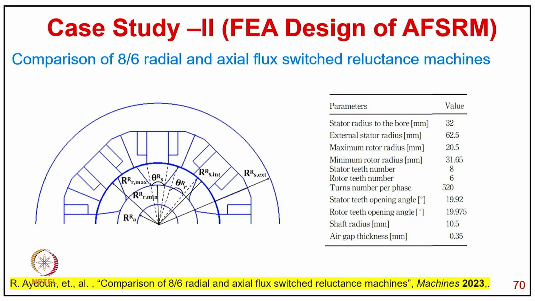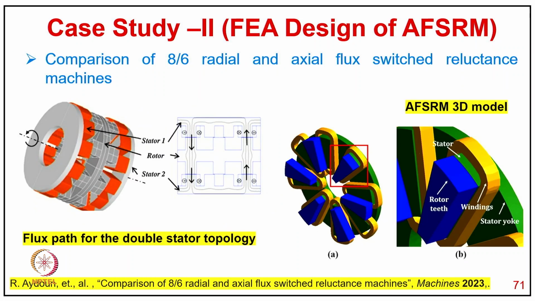Typically you can see how it looks with the stator radius of 32 millimeter, then axial stator 2.5, maximum rotor radius 20 point, minimum radius 39, stator teeth 8, rotor teeth 6, turns per phase 520, stator teeth opening angle 19.2, rotor teeth angle 19.975, shaft radius 10.5, and air gap thickness is 0.35 millimeter. And now you can see the flux path for the double-sided stator assembly and for axial flux typically in 3 models.